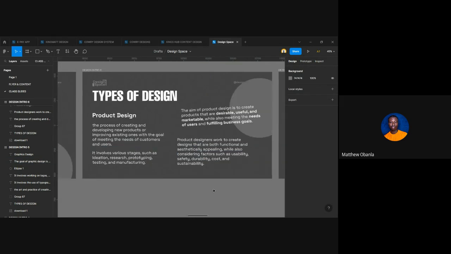Okay, so let's move to product design. So yeah, I said product design is the process of creating and developing new products or improving existing ones, with the goal of meeting the needs of the customer and the user. Do you get what I'm saying? Product design cuts across a lot of things.